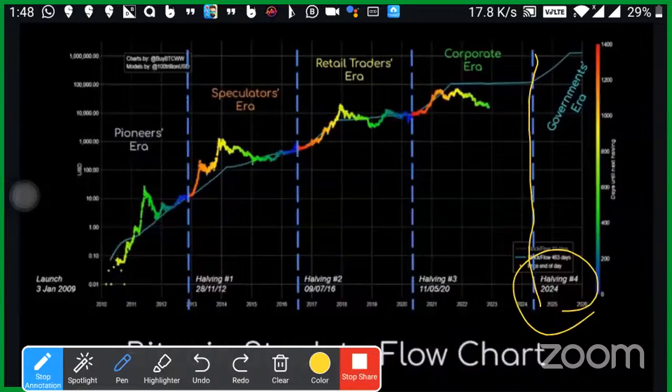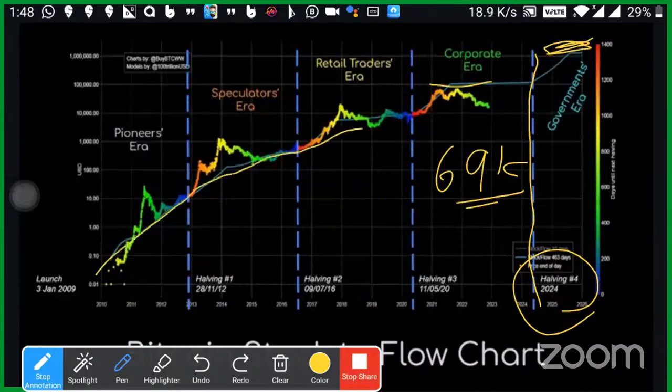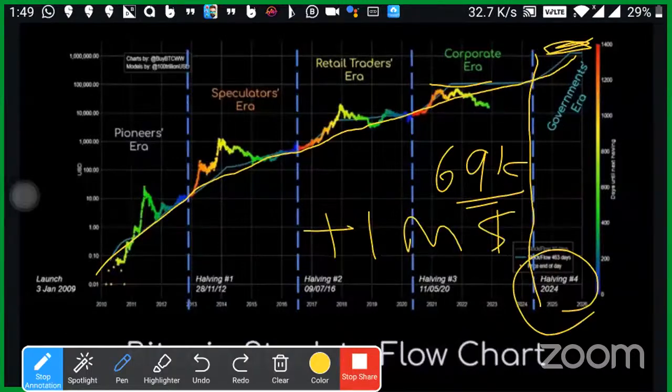So what is going to happen? The next all-time high must be higher than the previous high, that is, higher than 69,000. And the most experienced people, the biggest experts, are saying that it should be around here. You can see this blue line. The blue line is a trend line that is running. And the most experienced people are saying that it will cross the $1 million mark. It will be even more than $1 million. And even some of them are saying that it will be more than $2.5 million.